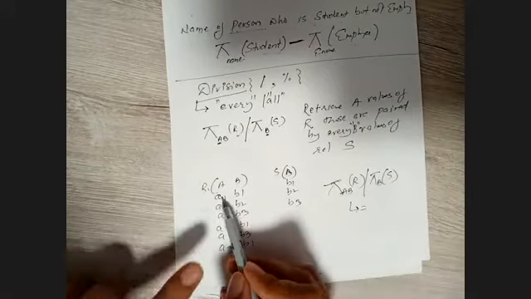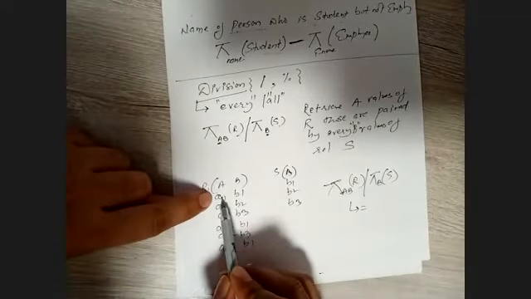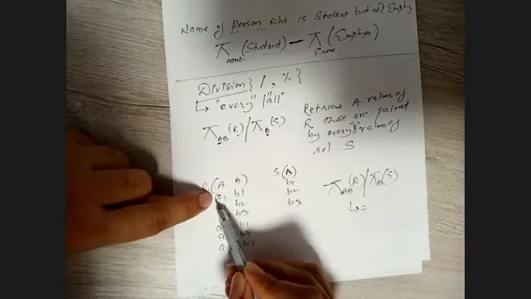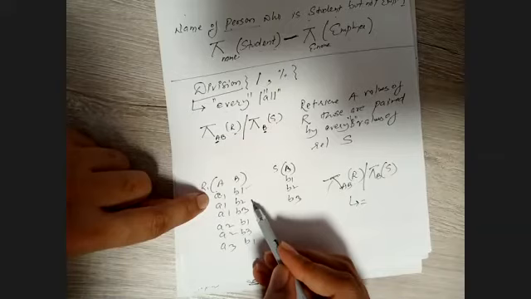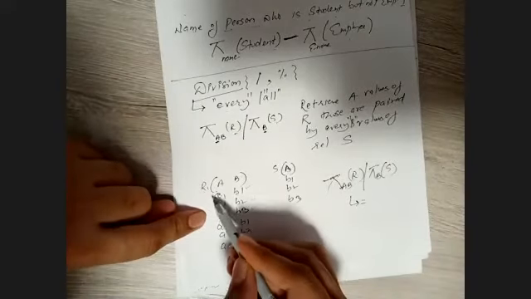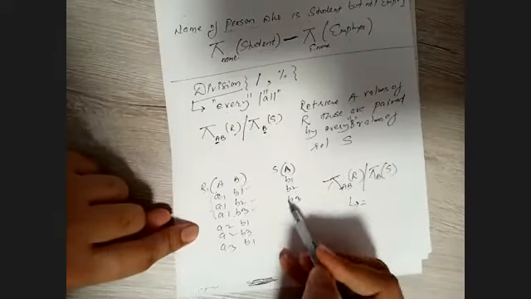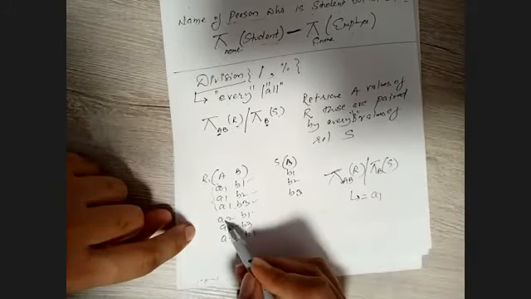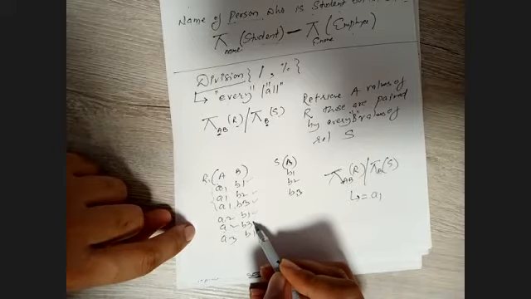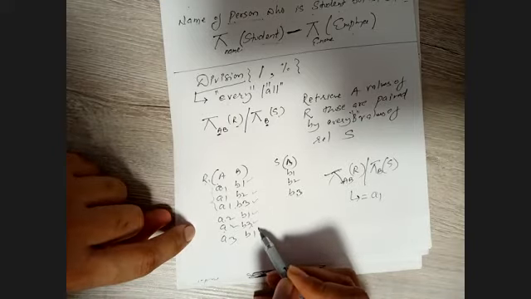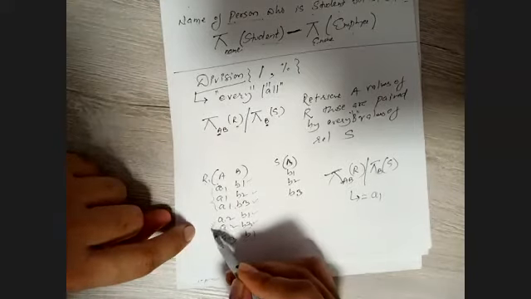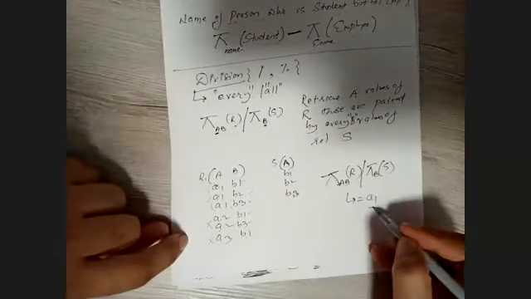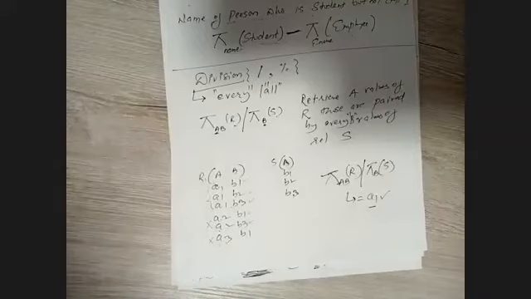So A1 should be related with every B value, as B1, B2, B3. So A1, B1, okay. A1, B2, okay. A1, B3. So A1 is related with every value of B. Now A2, B1, okay. A2, B3, okay. But A2, B2 is missing. So no. Similarly, A3 only B1, no. So the answer for this one is A1 only.